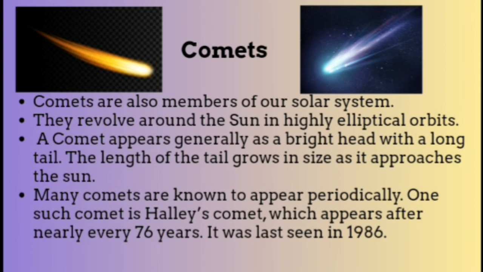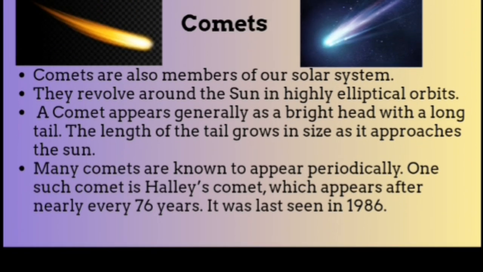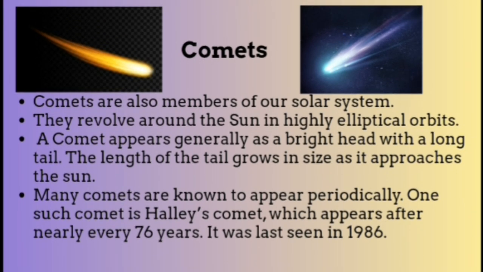Many comets are known to appear periodically. One such comet is Halley's Comet, which appears after nearly 76 years. It was last seen in 1986. Like this, we have many comets, or visitors, to our solar system. We can observe these comets periodically, like after 7 years, after 30 years, after 70 years.